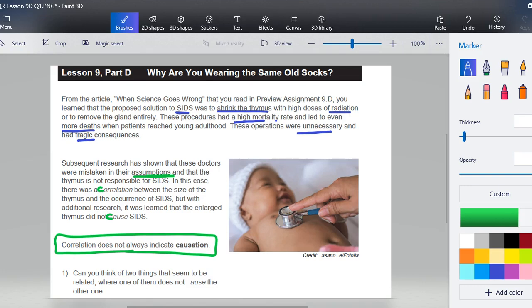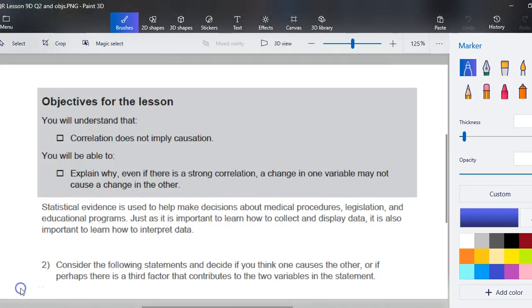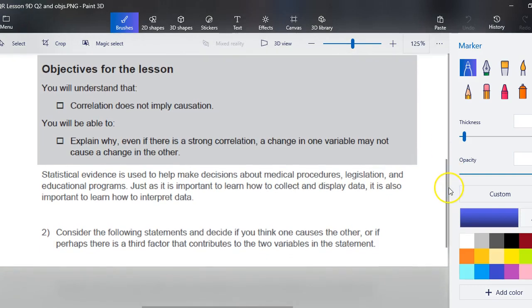Can you think of two things that seem to be related where one of them does not cause the other one? If you've heard of something, write it down. And if not, we're going to be talking about some. Our objectives for this lesson are that we are going to understand that correlation does not imply causation. I don't think we can say that enough.